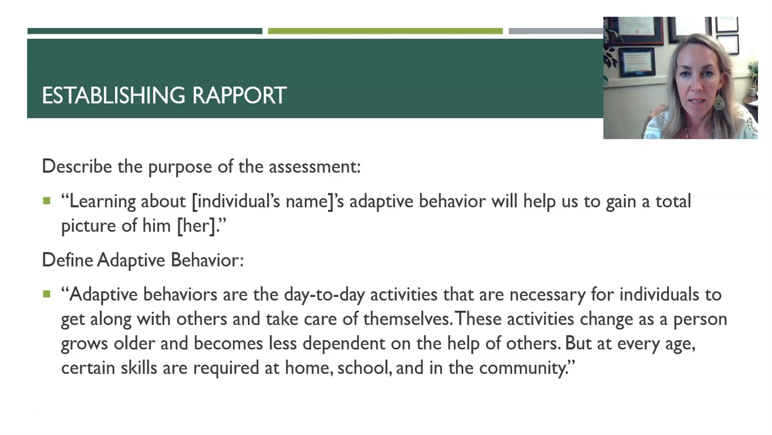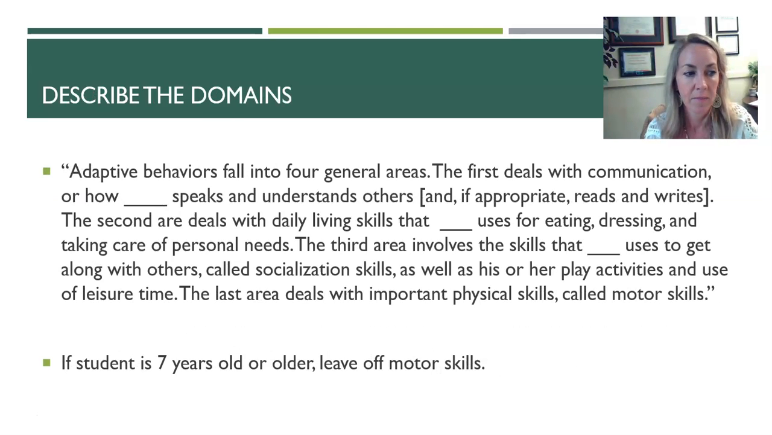And you want to explain what adaptive behavior is to the person. Adaptive behaviors are day-to-day activities that are necessary for individuals to get along with others and take care of themselves. These activities change as a person grows older and becomes less dependent on the help of others. But at every age, certain skills are required at home, school, and in the community. And then you go on to talk about the 4 general areas of adaptive behavior and explain those to the parent. And just noting that the motor skills domain is relevant and normed for children 7 and under.